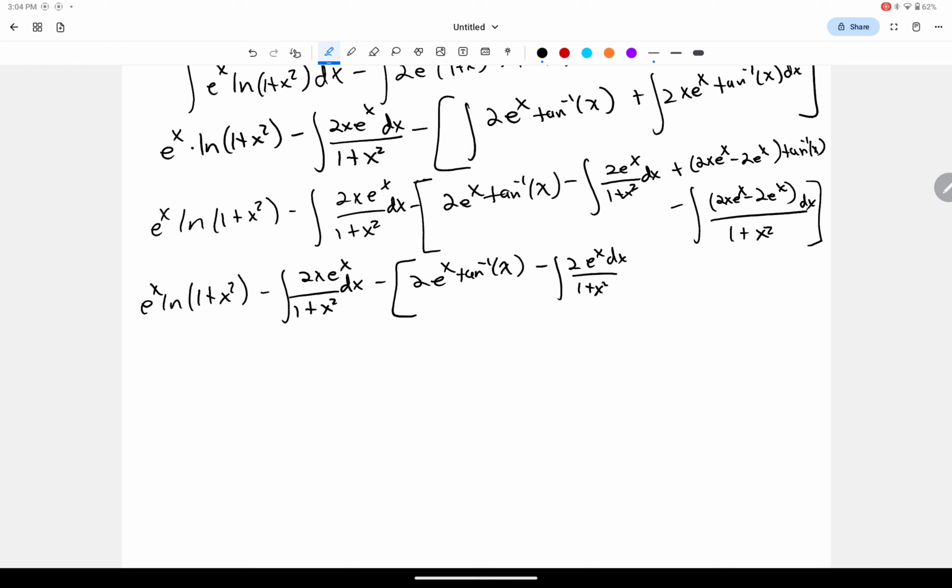So I'll just expand this out right here. 2x e to the x. I'll take out the bracket. 2x e to the x tan inverse x minus 2 e to the x tan inverse x plus the integral of 2 e to the x over 1 plus x squared minus the integral of 2x e to the x over 1 plus x squared dx. Again, I sometimes forget to write dx at the end of the integral, so yeah, just assume it's there.